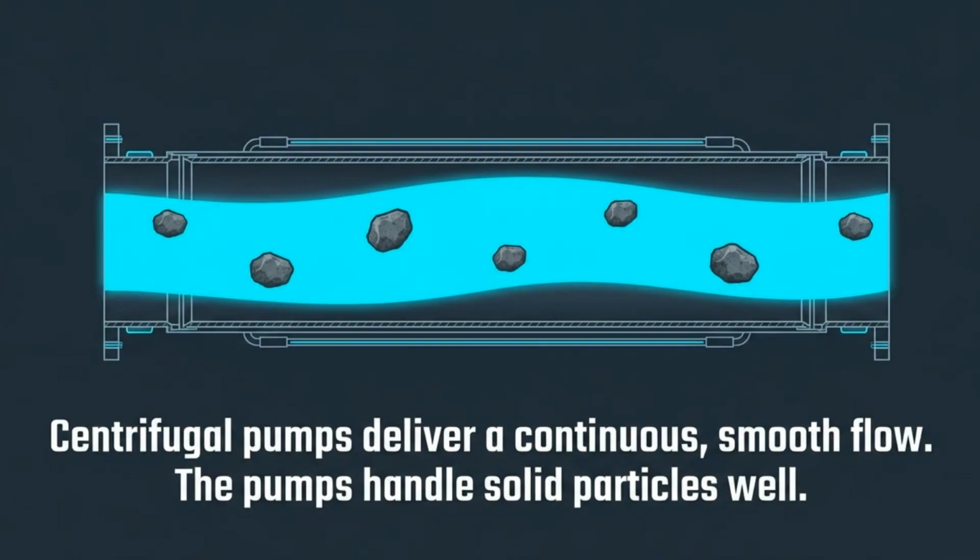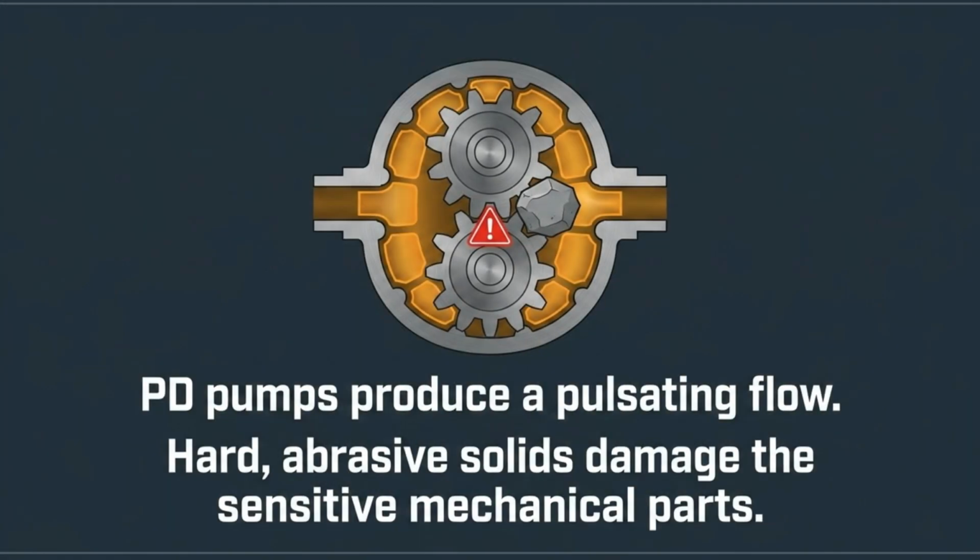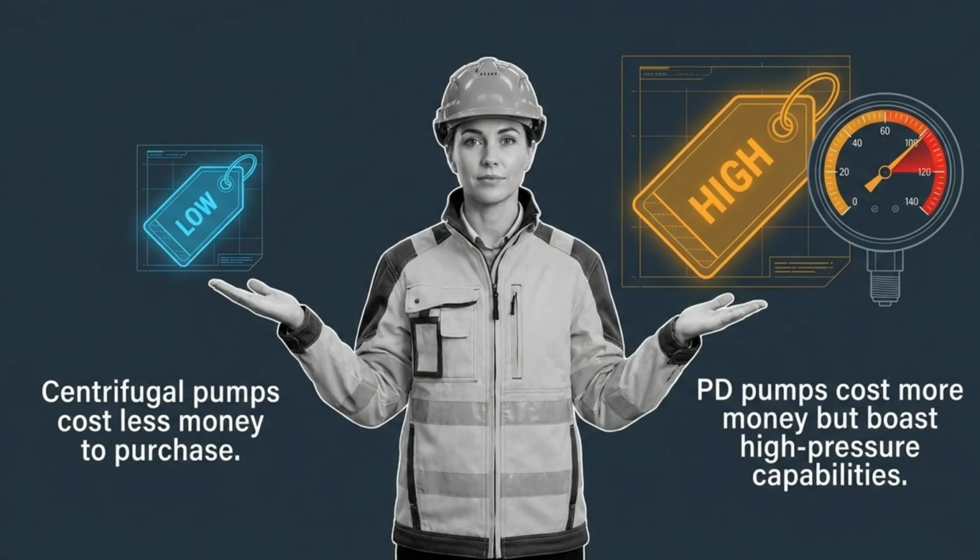Centrifugal pumps deliver a continuous, smooth flow and are generally capable of handling solid particles within the fluid well. PD pumps produce a pulsating flow rather than a continuous one, and they are generally susceptible to damage from hard, abrasive solids that can harm their sensitive internal parts. Considering economics, centrifugal pumps typically cost less to purchase. PD pumps usually represent a higher initial investment, but offer specific advantages like high-pressure capabilities.